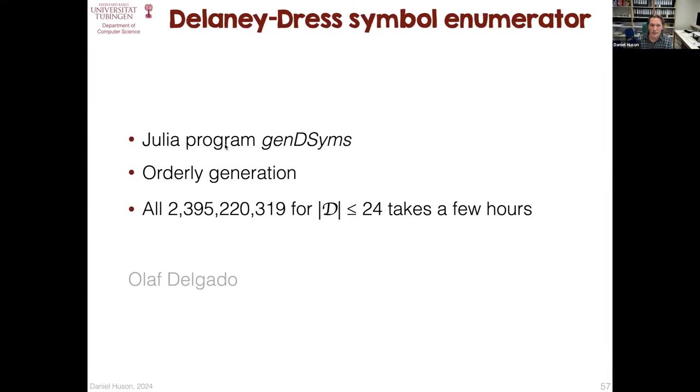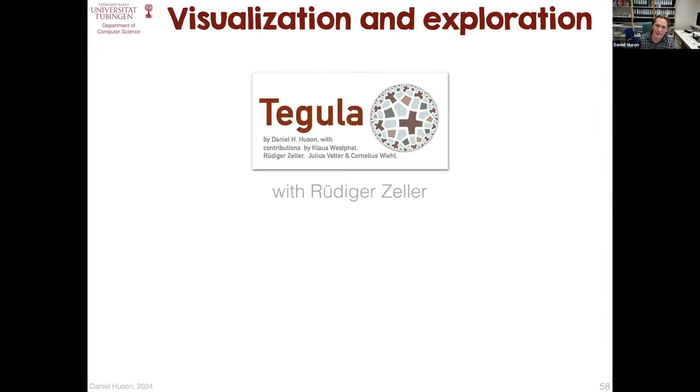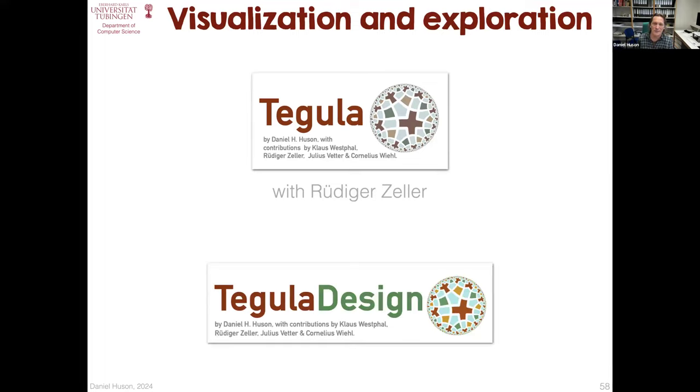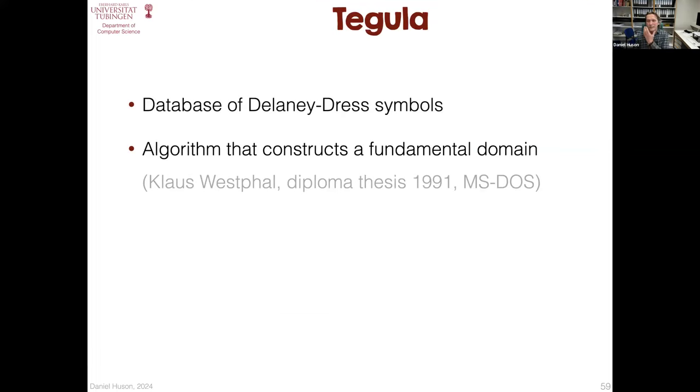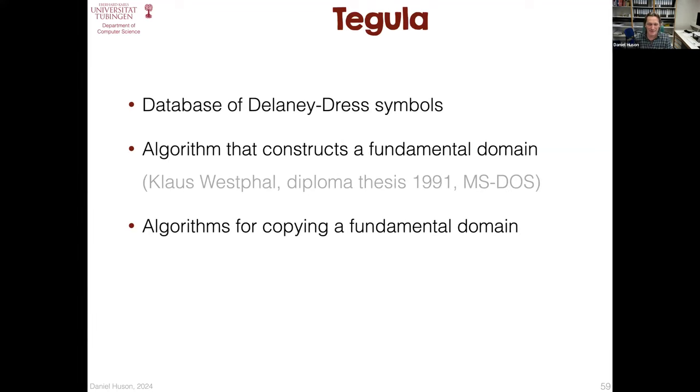Okay, so we did this enumeration using a program that Olaf Delgado wrote in Julia. It's a programming language, a bit like Python, but more performant. And the other thing I'm most excited about is this program that I wrote together with Rudy Ostella, Huson, Tübingen, and some students called Tegula. You fire up the program and give it a database of the Delaney-Dress symbols, and it will draw the tilings for you. And it uses code that Charles Westphal, a former school buddy of mine, wrote in 1991 for his diploma thesis for MS-DOS. And I held on to a floppy disk for many years, so I still have that.